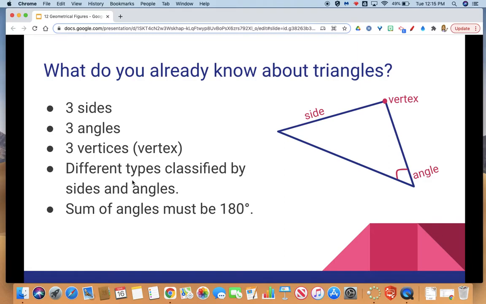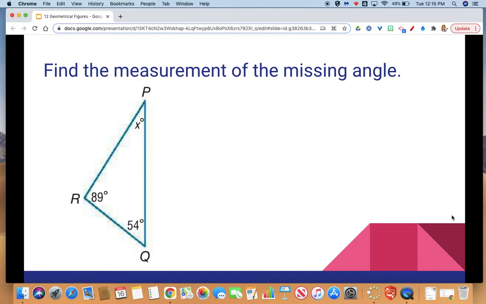There are different types of triangles, and we can classify them by their sides and their angles. In all triangles, the sum of the angles will always be 180 degrees. Let's try finding the measurement of a missing angle, knowing that each triangle's angles will add up to 180.